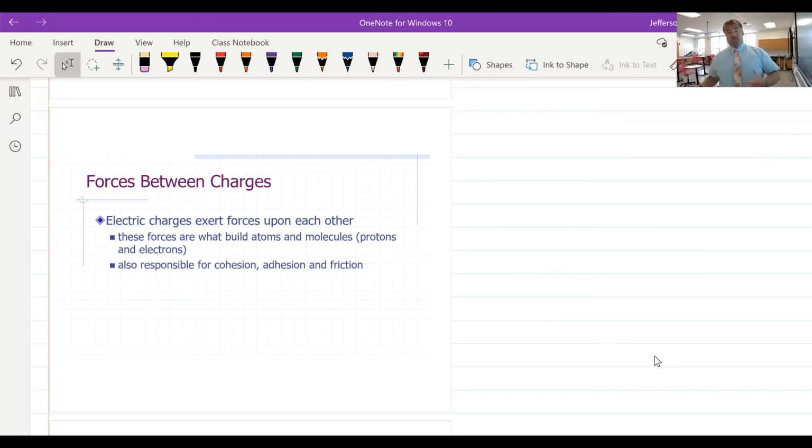Okay, opposites attract, likes repel. Well, we want to be able to figure out what this force is. It turns out this force is responsible for an awful lot of things. This force is responsible for cohesion, which is a fancy word, but it's the attraction between like molecules. If you've ever done a belly smacker going into the water, it was because of cohesion that it hurt.